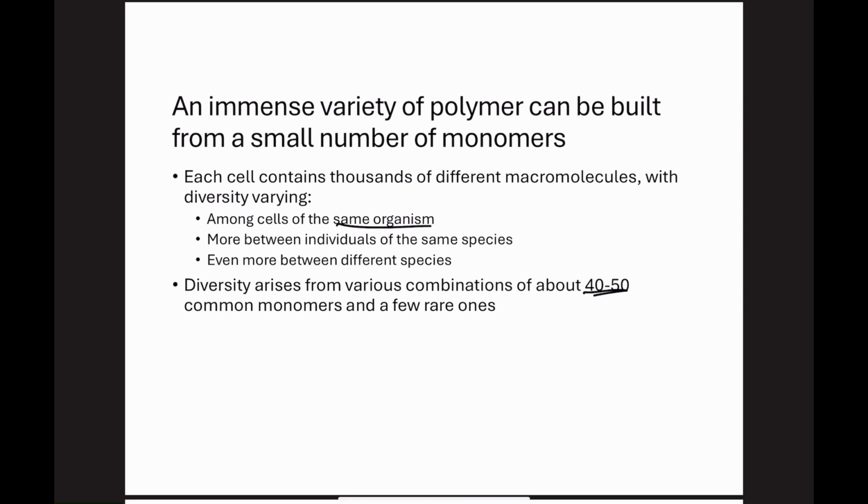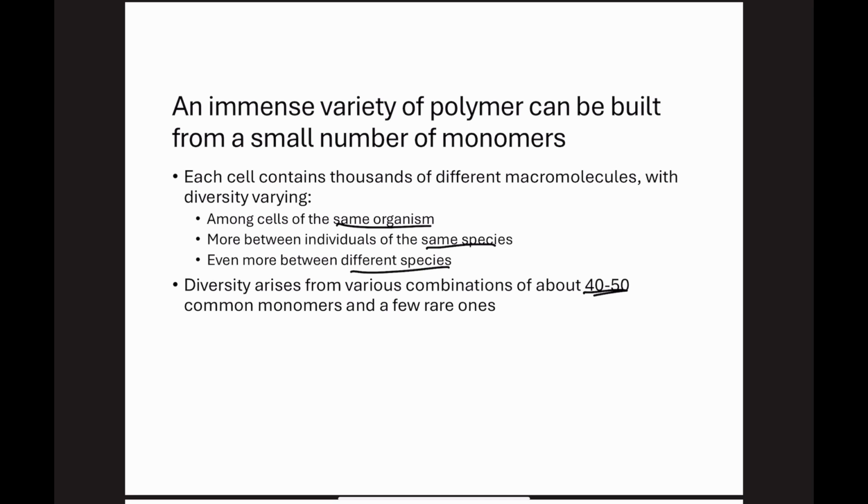So the diversity found in macromolecules only in my cells is great. But this diversity is going to increase when we compare it to another human. So the diversity between my own macromolecules is great, but the diversity between mine and yours is even greater. And this diversity is going to increase when we compare the macromolecules of different species. And this diversity is going to come from 40 to 50 different common monomers. And we do have some that occur rarely.